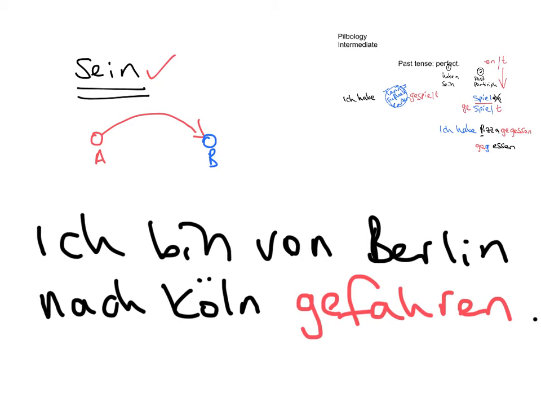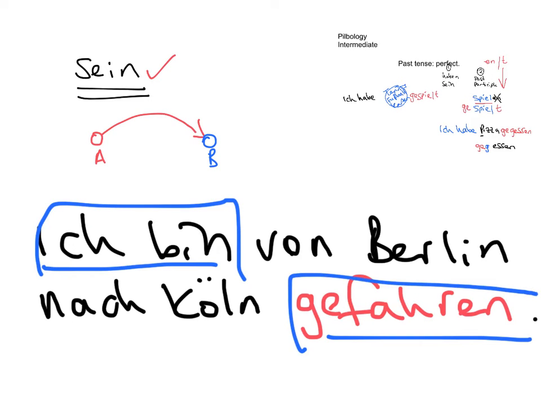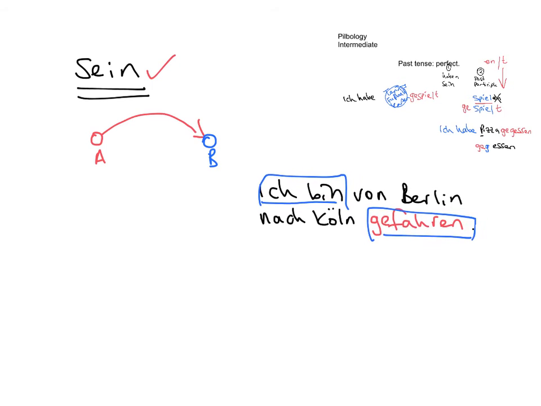We have got the past participle, which always goes at the end of the sentence. We have got the ich bin, and then we've got all the other information that we need as far as where we went from and to. If you just wanted to say I drove, we don't need that information that's jammed in the middle. We would just say ich bin gefahren.